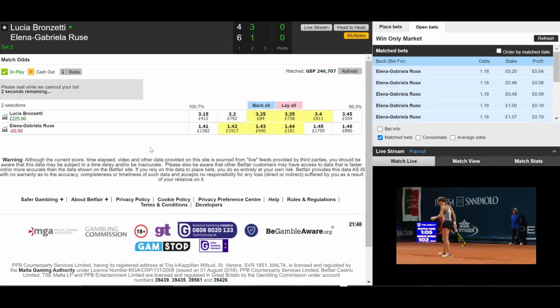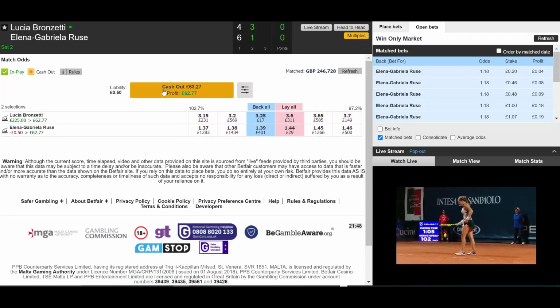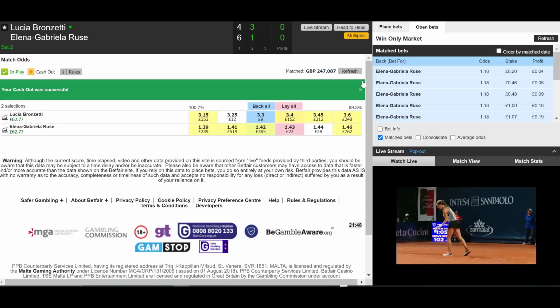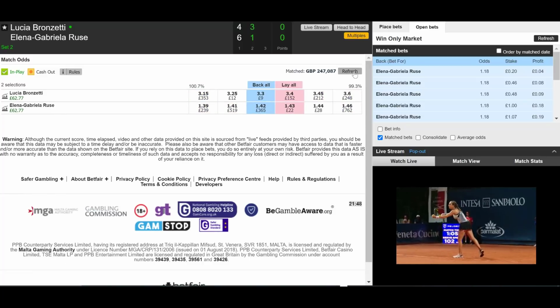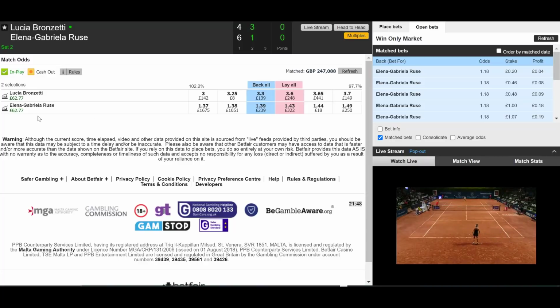And Bronzetti has just broken Rus's serve to go 3-1 up in this second set. So she's got ahead, and that's what we were looking for. Let me just try and cash this out, because she's about to serve, and that's when the prices can go all over the place, okay? So anyway, we've locked in £62. Remember, our initial exposure in the market was £50, and one thing you always want to try and aim for is to try and make a bigger profit than what you are actually risking.